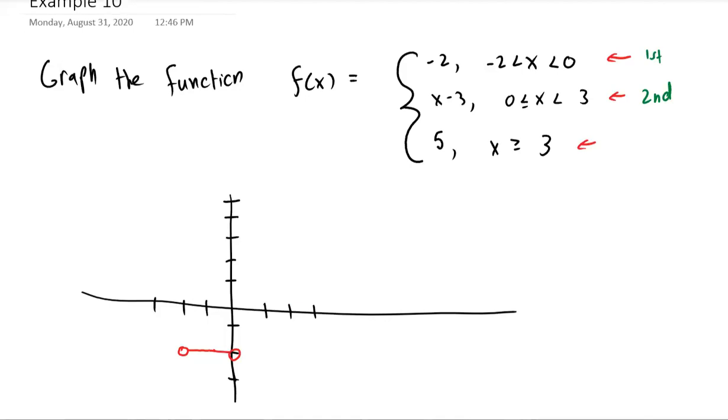And again, I know that I'm not including those because there's no lines underneath these symbols, right? They're just strictly greater or less than, not greater than or equal to, or less than or equal to. Now for the second piece, I'm looking at x values between 0 and 3. And I know that the function is defined on this interval as y equals x minus 3.